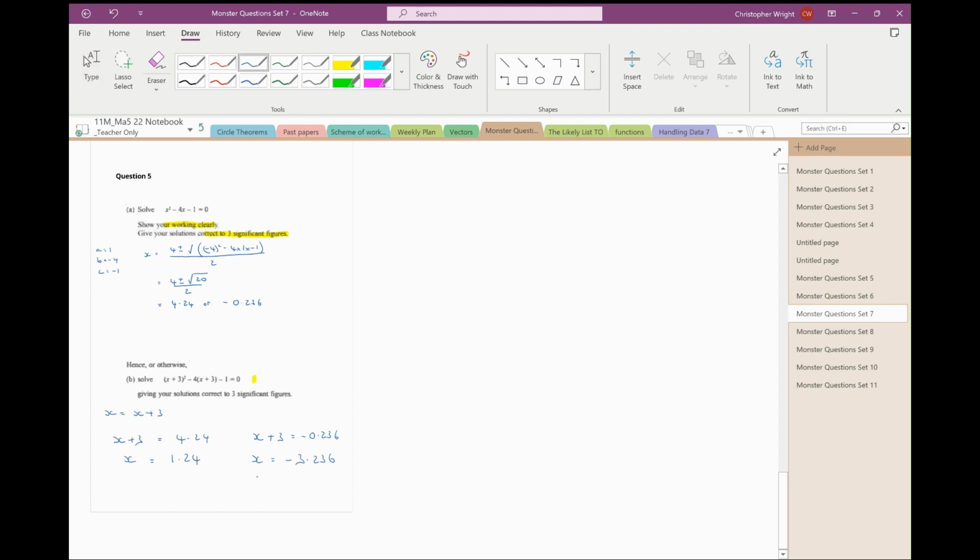So there are my solutions to question 5. Just a moment, give this one to 3 significant figures: minus 3.24. There we go.